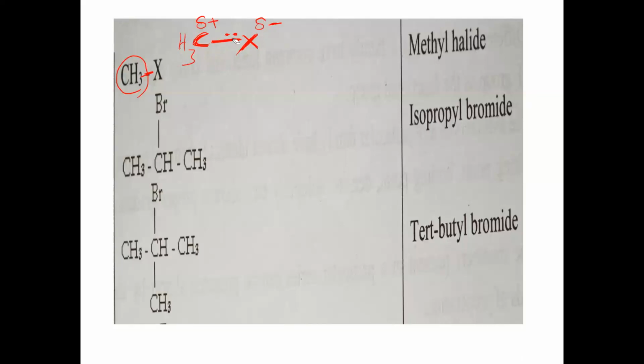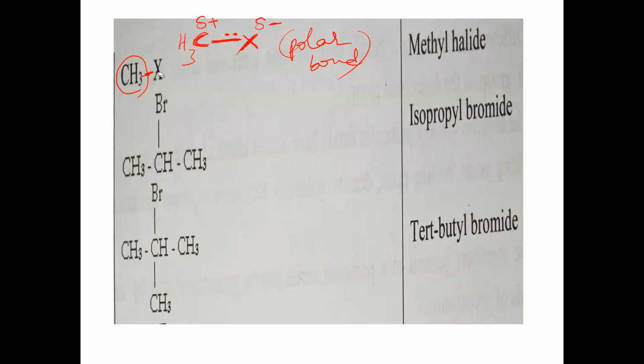So is the C-X bond between carbon and halogen polar or non-polar? It is a polar bond. Why is it called so? There are positive poles and negative poles, meaning there are two opposite poles on the two atoms, the carbon atom and the halogen atom. So it is called a polar bond. Okay, keep this in mind.